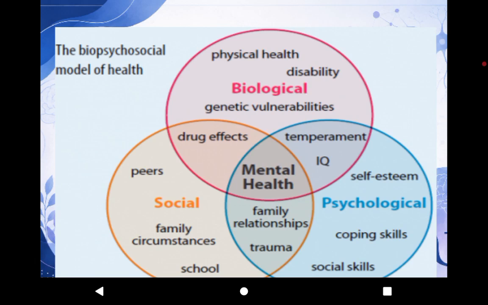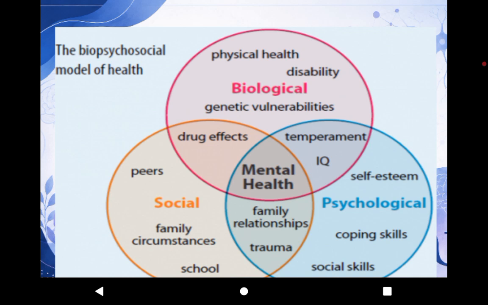So this is just a diagram depicting the biopsychosocial model of health. As we said, it has to do with the biological, which is genetic vulnerabilities, disabilities, physical health, and also the social, to do with the peers, family circumstances, school, and the psychological, to do with esteem, coping skills, social skills. And we'll find that between social and psychological, you might find something to do with family relationships, because these affect both your psychological, the way you are thinking, and also the social aspect of you. And this can also be trauma, which affects both your mind and also your social relations.